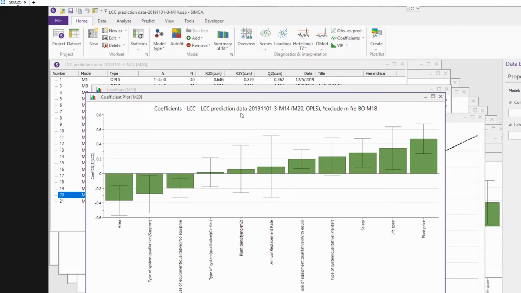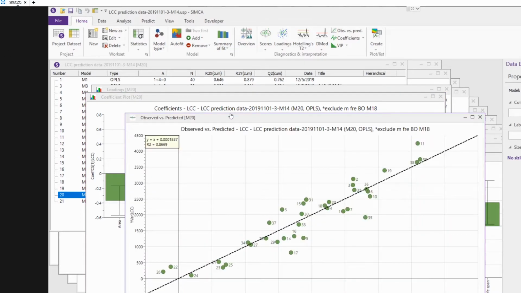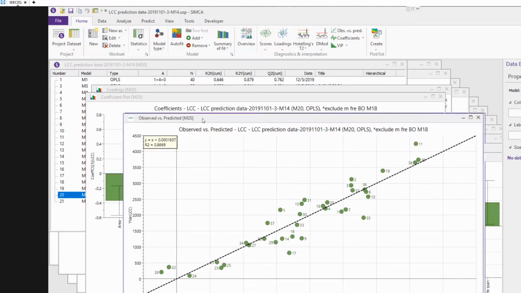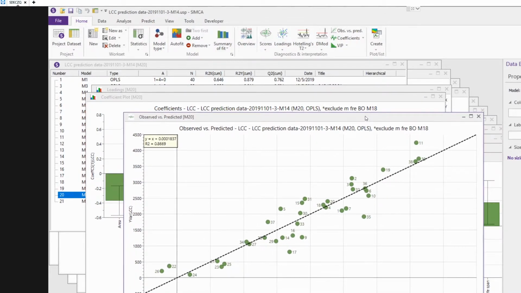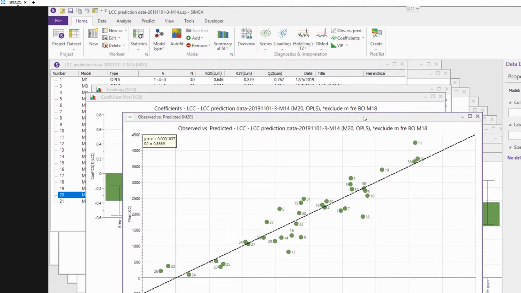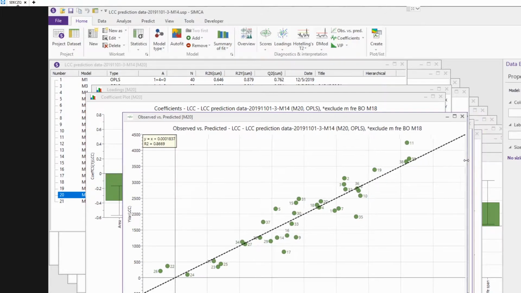I don't know. I've not used PLS as much. I've only really used the OPLS. I think it's an extension of PLS. OPLS would be deemed simpler to understand than PLS, because what you do is you center it around zero and you give it a starting point that's relative. So that's why OPLS would be a simpler version of PLS.